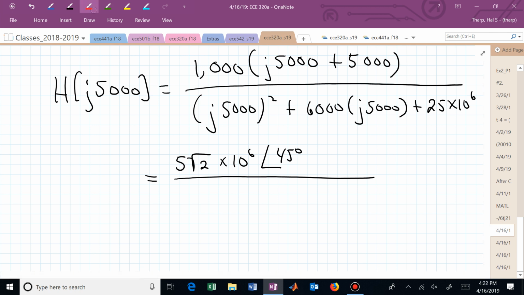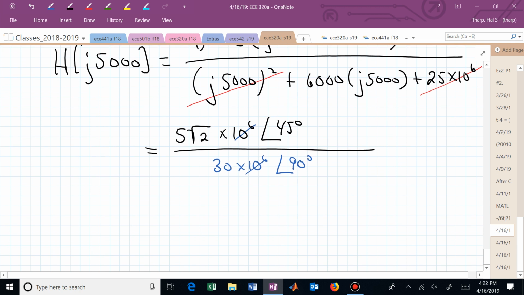If this now has canceled that, what's the angle of 6,000 j5000? That's 90 degrees, isn't it? And those 10 to the 6ths cancel. And we have the square root of 2 over 6 factoring a 5 out of 30.